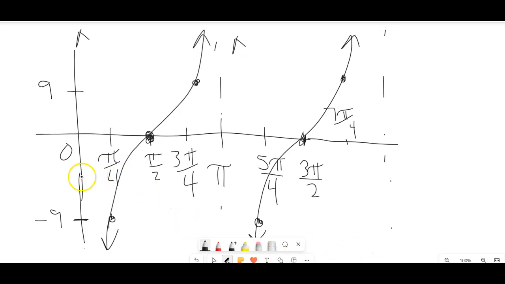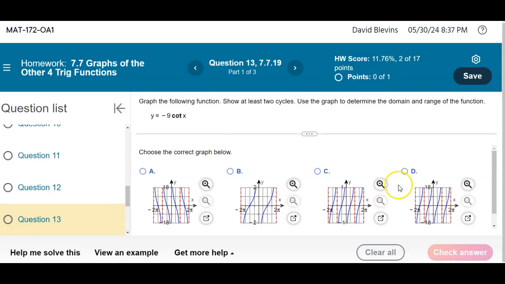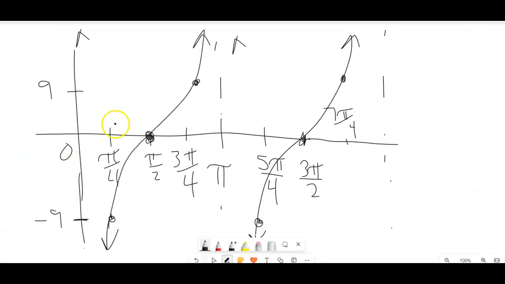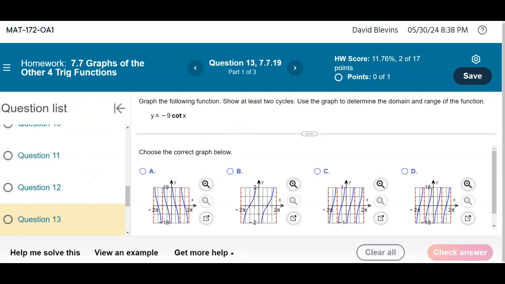So same key points. Those quarter period points are still 0, pi over 4, pi over 2, 3 pi over 4, and pi for the first period. It's just that we got stretched vertically by the 9 and then flipped over by the negative. So it kind of looks like a shifted tangent function now. But that's what we're going to be looking for, something rising left to right, with a vertical asymptote at 0, at pi, and at 2 pi. Vertical asymptote at 0, at 0, at 0. Vertical asymptote at pi, that one doesn't. So A is out, B is out. So it could be C, it could be D.